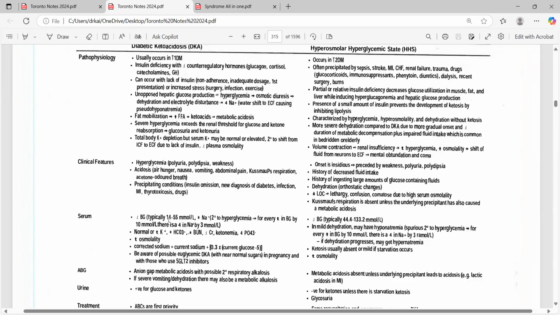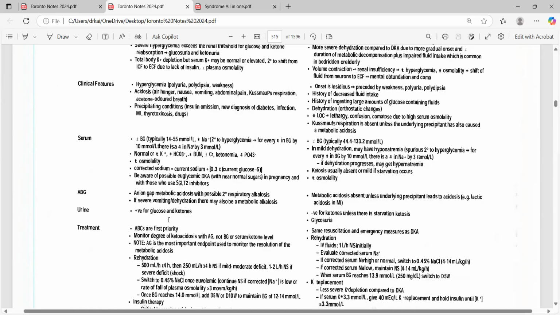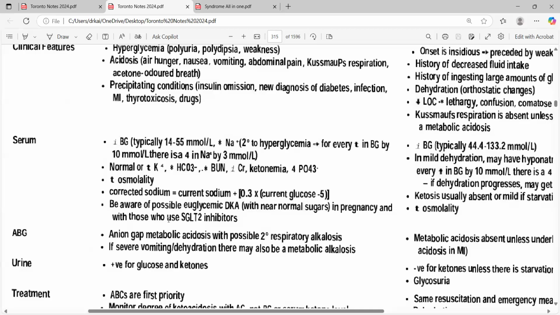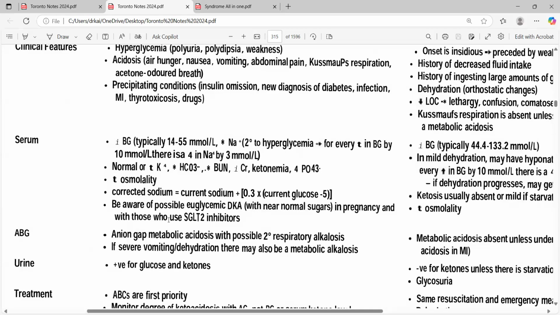In those cases, in the serum, what do we find? Basically blood glucose, sodium, and checking potassium, which could be either normal or high. Then bicarbonate, BUN and creatinine, ketones, then PO4, and partial pressure of oxygen, and then checking the sodium. How do you calculate the corrected sodium? Mainly you need to remember the osmolar formula. Other than that, you're good.